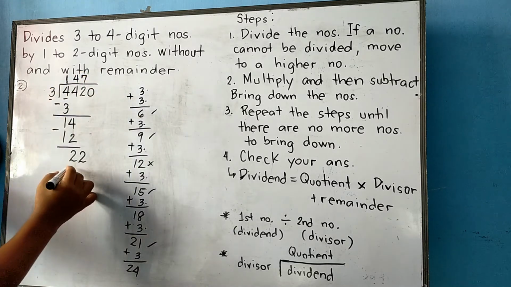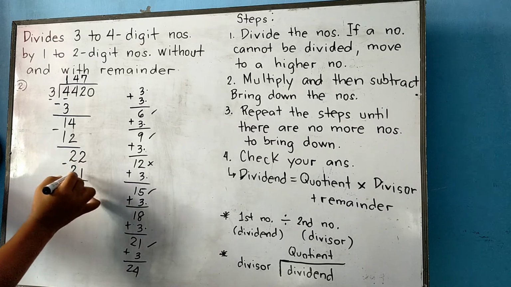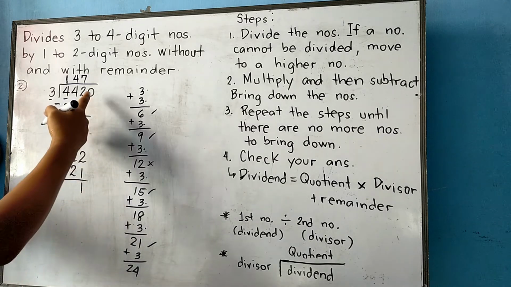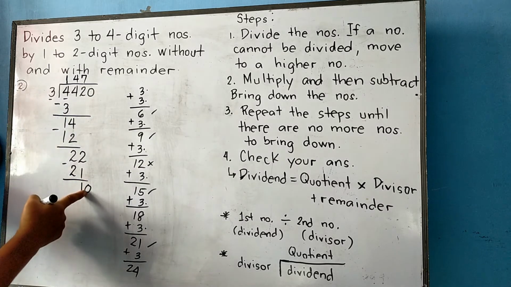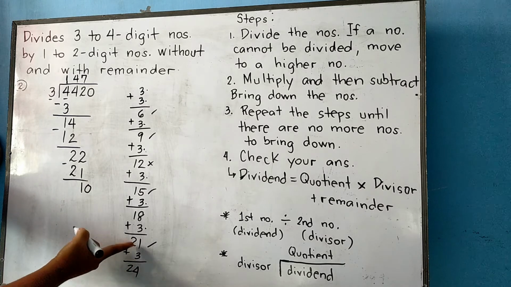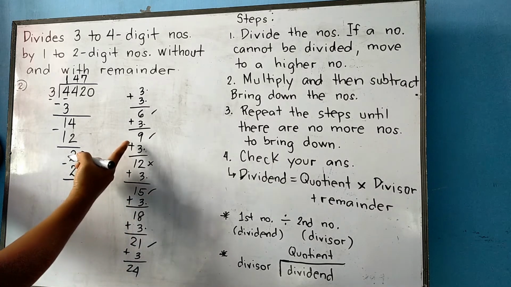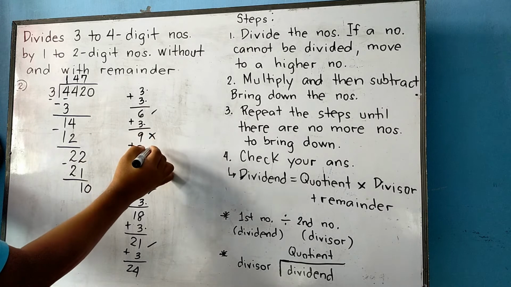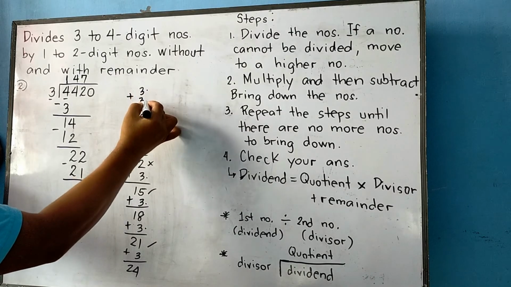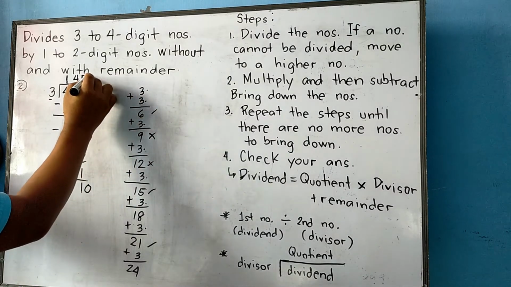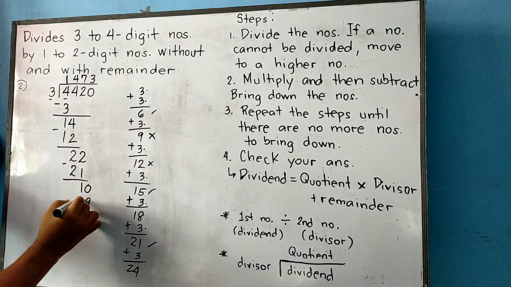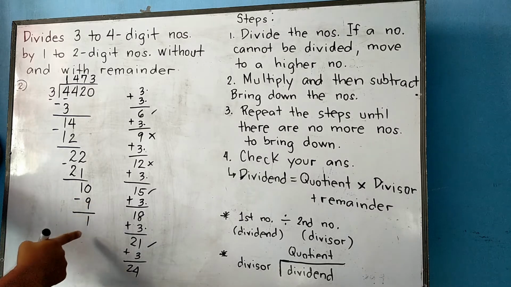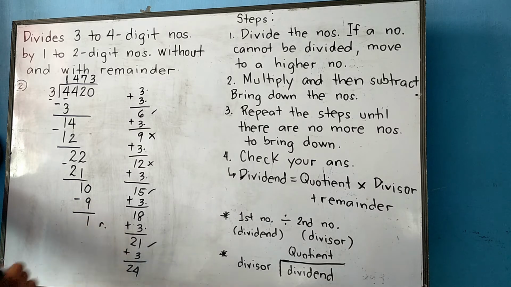And 7 times 3, again, it is 21. So subtract 2 minus 1, the answer is 1. And then lastly, bring down 0. So how many 3's in 10? So look at the sum, which is equal to or less than 10. So it is 9. So how many 3's in 9? 1, 2, 3. So write your answer here, 3. And 3 times 3, the answer is 9. And then 10 minus 9, the answer is 1. And this is our remainder.